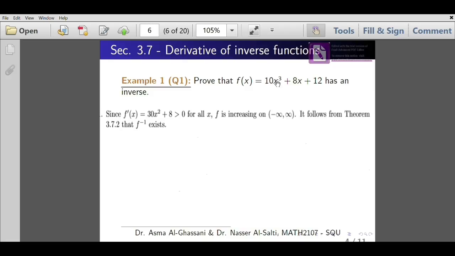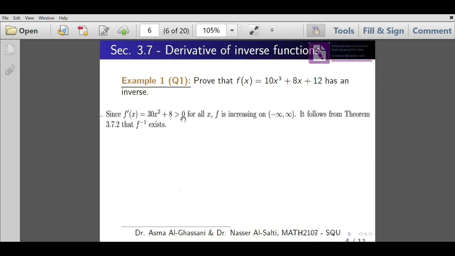f(x) is equal to 10x cubed plus 8x plus 12. This function is a polynomial, and we know that any polynomial is continuous. So the first condition is satisfied. Then we need to check if this function is increasing or decreasing. So how do we know that? First we will find the derivative. f prime of x is equal to 30x squared plus 8.